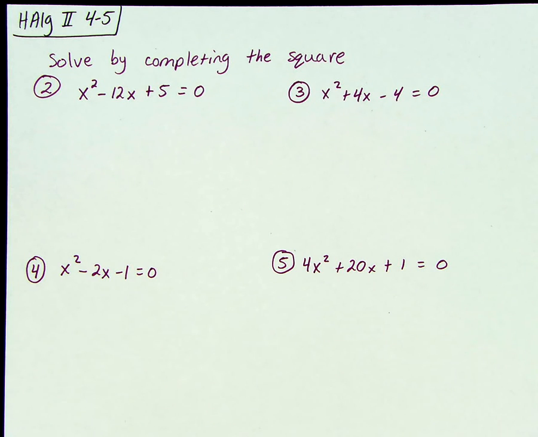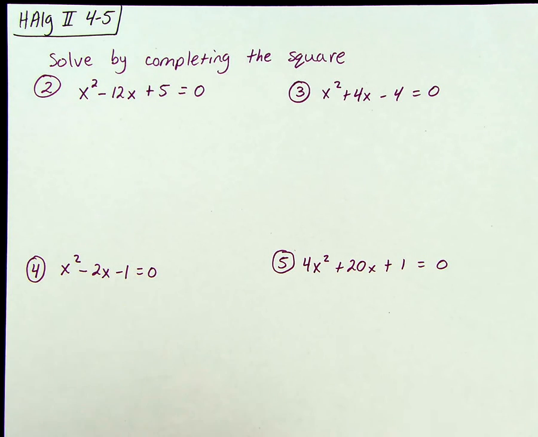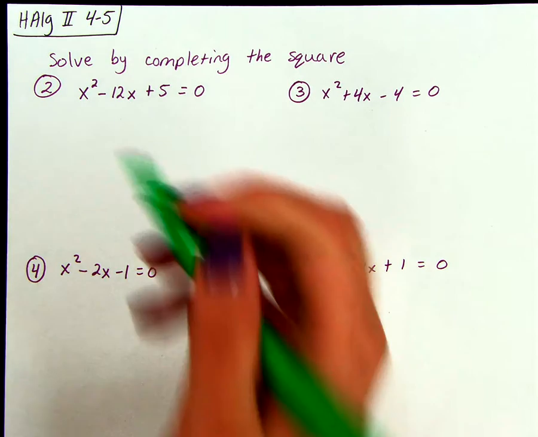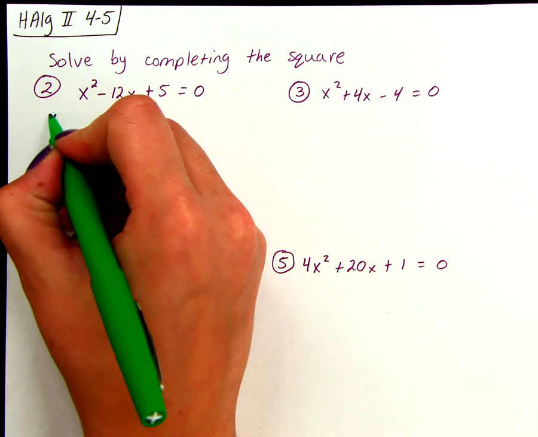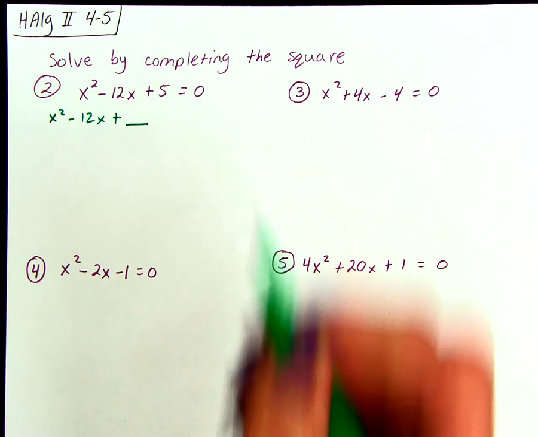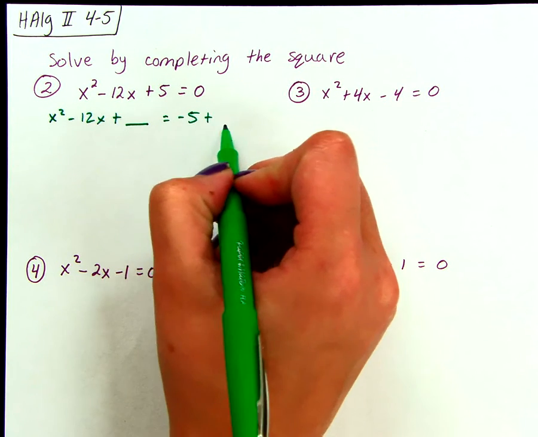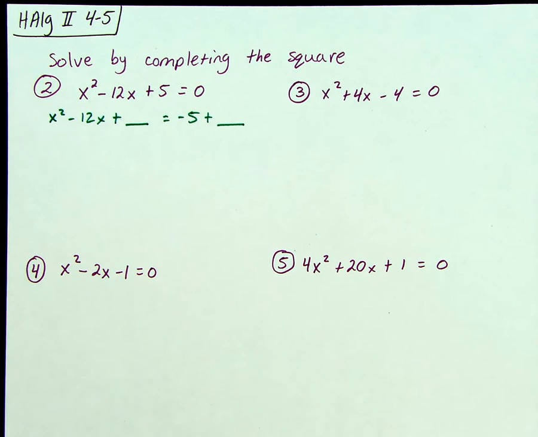All right, so for the rest of the lesson, we're just going to do a bunch of examples on how to solve by completing the square. So if we take a look at the second problem, we are going to start by subtracting the 5 over, and we're going to leave room to complete the square. So we will have x squared minus 12x, and then we're going to leave room to complete the square, equals negative 5. And again, I have to make sure that I add that same number to the other side.